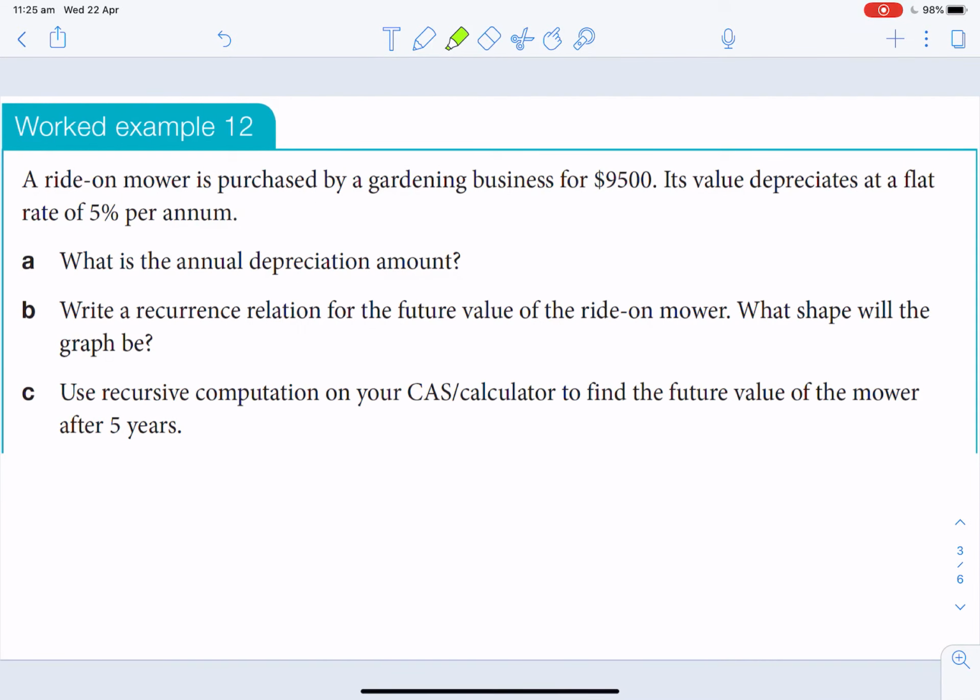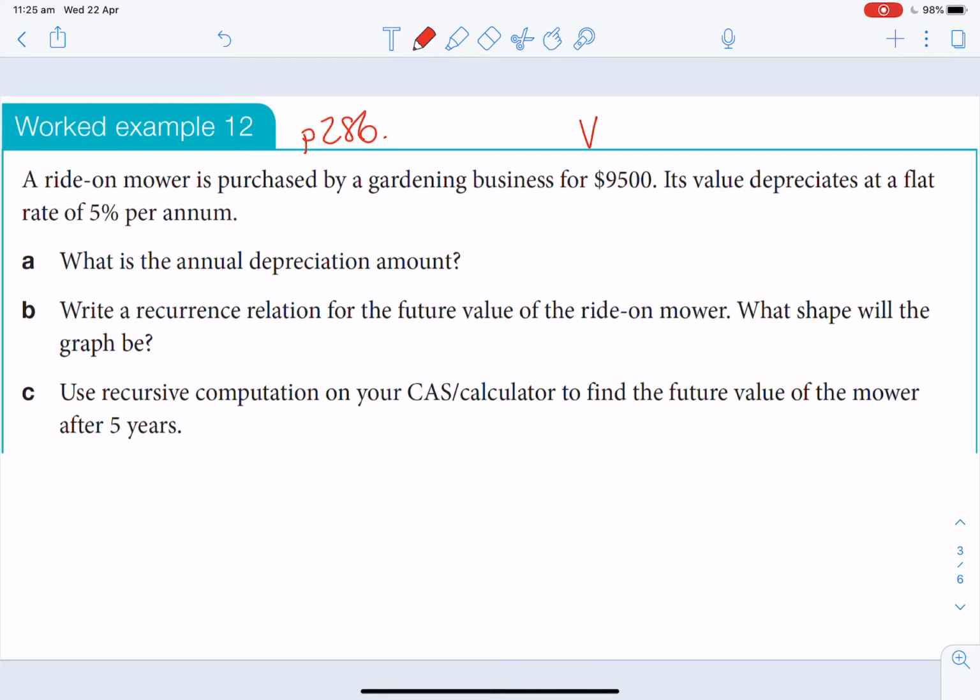Let's go through a worked example. If you are following in the textbook, it is page 286. So, a ride-on mower is purchased by a gardening business for $9,500. Its value depreciates at a flat rate of 5% per annum. Now, remember, all we needed in arithmetic sequences was our A value and our D value, and we could find any year or any nth term from those two values. This is no different.